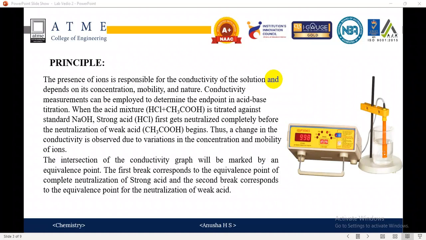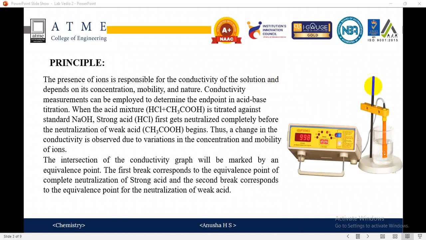Thus, the change in the conductivity is observed due to the variation in the concentration and mobility of the ions. The conductivity graph will be marked at the equivalence points. The first break corresponds to the equivalence point, the complete neutralization of the strong acid, and the second break corresponds to the equivalence point of neutralization of the weak acid.